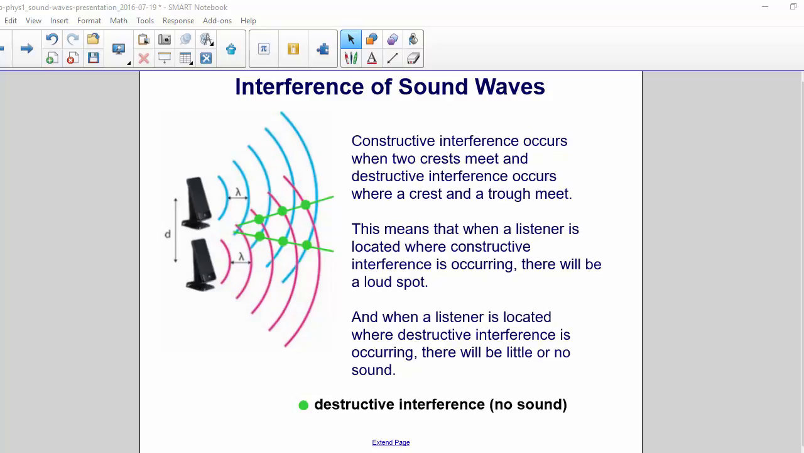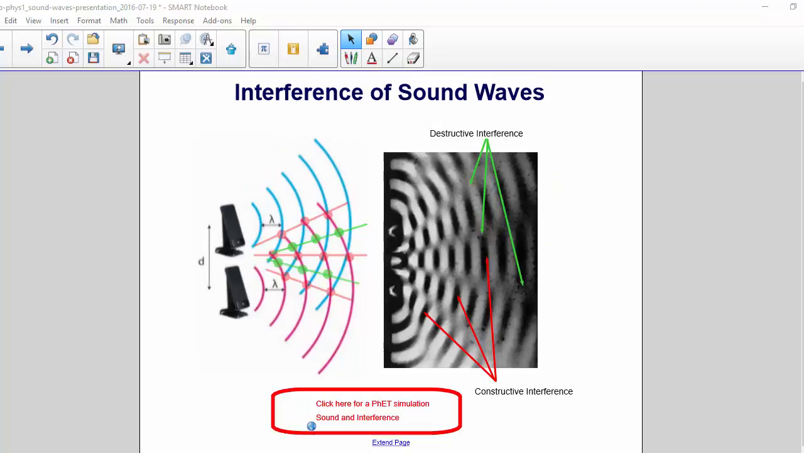Destructive interference occurs where a crest and a trough meet. You can see that in green. And when the listener is located where destructive interference is occurring, there will be little or no sound.